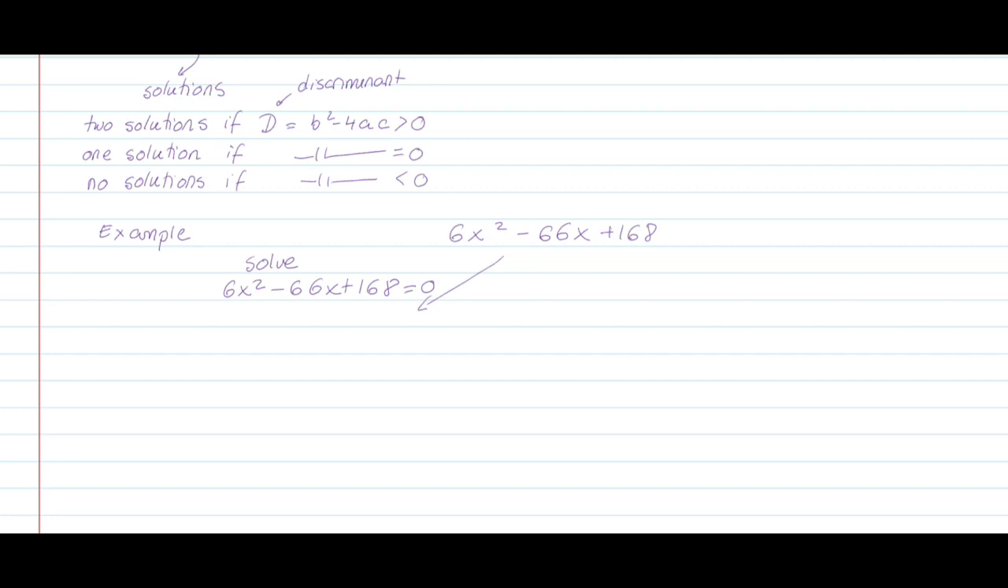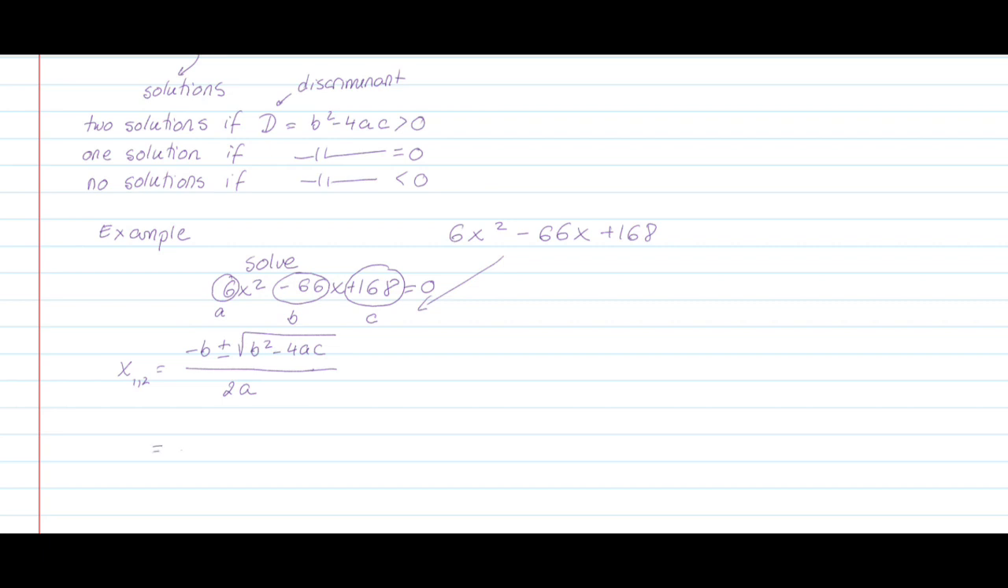Then, what do I have to do? Well, this is a quadratic equation. This is my A. This is my B. And this is my C. This was the A. Okay? So the quadratic formula says that I have x is equal to negative b plus or minus a square root of b squared minus 4ac all over 2a.